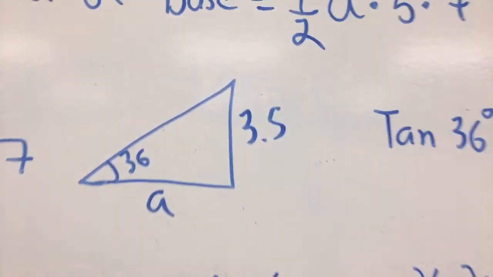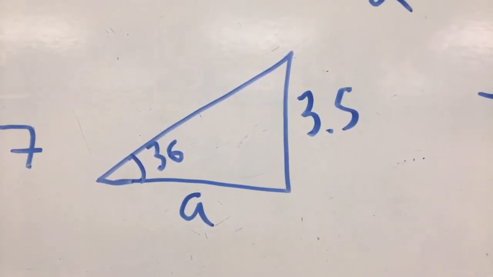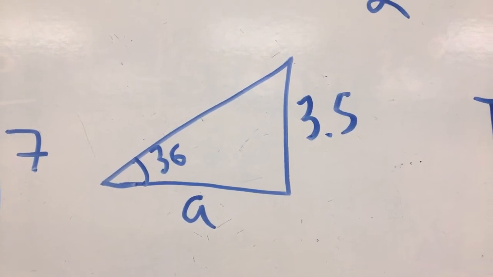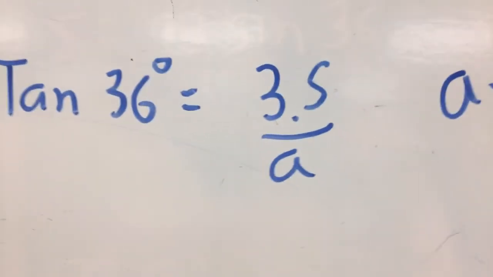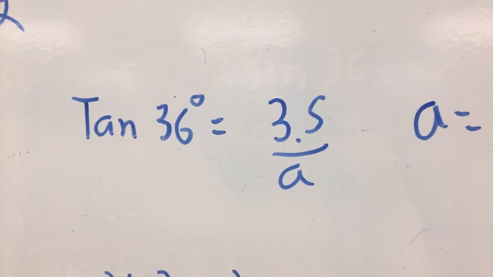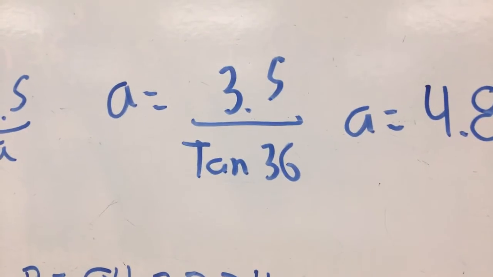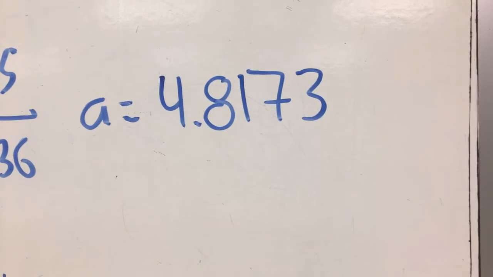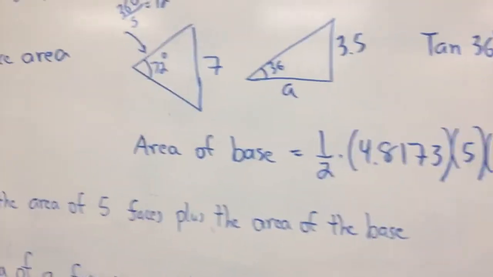So that means that in this little triangle right here, I have a 36-degree angle. I have the opposite side of that 36-degree angle, 3.5, and the adjacent side of that 36-degree angle is the apothem. Well, that looks like I could use a tan ratio, and we shall. So the tangent of a 36-degree angle is equal to the opposite over the adjacent, or 3.5 over the apothem. Little algebra, the apothem is equal to 3.5 divided by tan 36. And in our case, the apothem is equal to 4.8173 units.